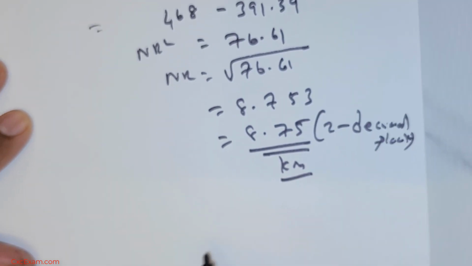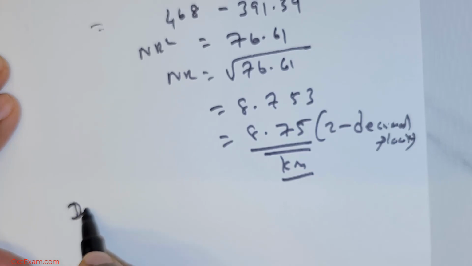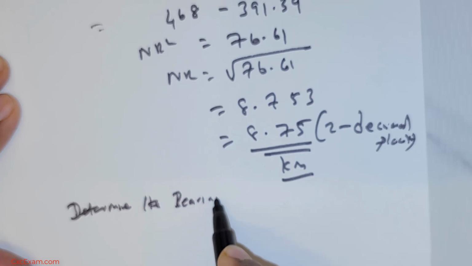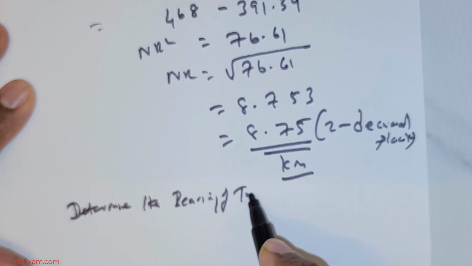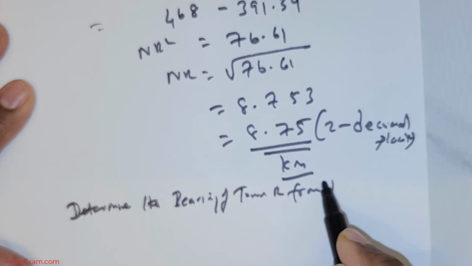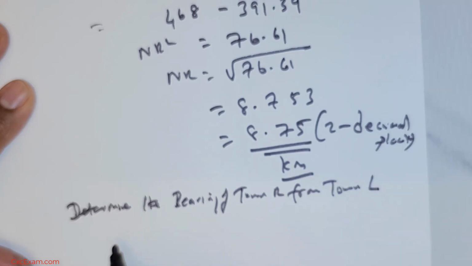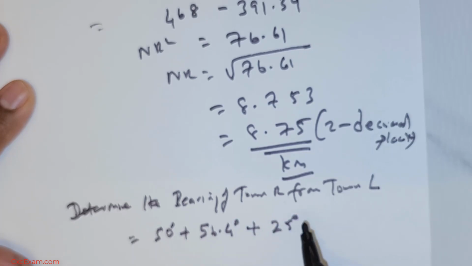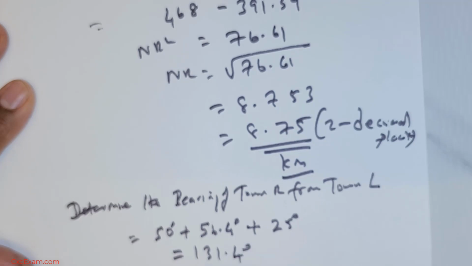Now for the last part of the question, it says determine the bearing of town R from town L. For that we will have to add 50 degrees plus 56.4 degrees plus 25 degrees. Okay, so that's going to give us a value of 131.4 degrees. So that's the solution for this question.